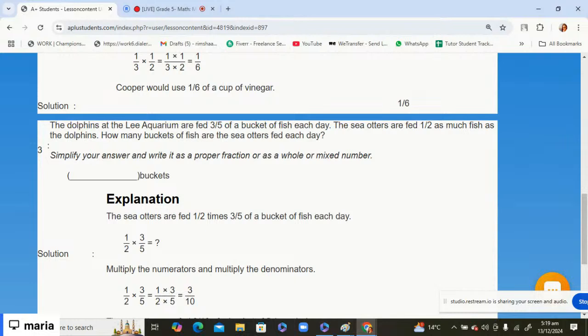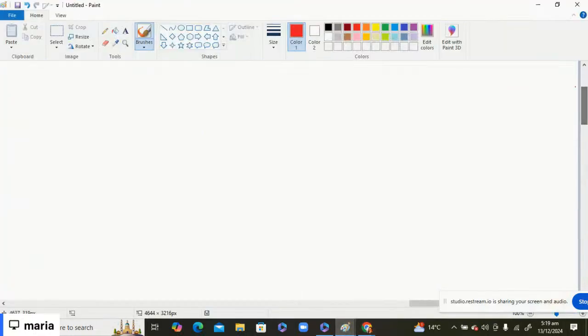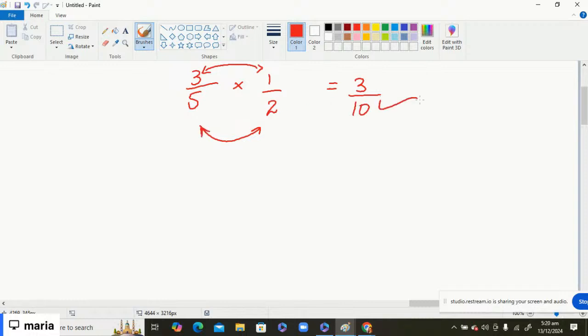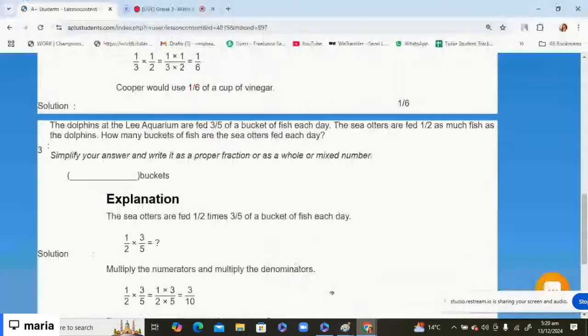1 by 2 multiplied with 3 by 5. Numerators are multiplied with each other and denominators are multiplied with each other. Okay? Here is 3 by 5 times 1 by 2. Numerators multiply with each other. 3 times 1 is 3. And denominators are multiplied with each other. 5 times 2 is 10. So 3 by 10 is your answer. Okay?